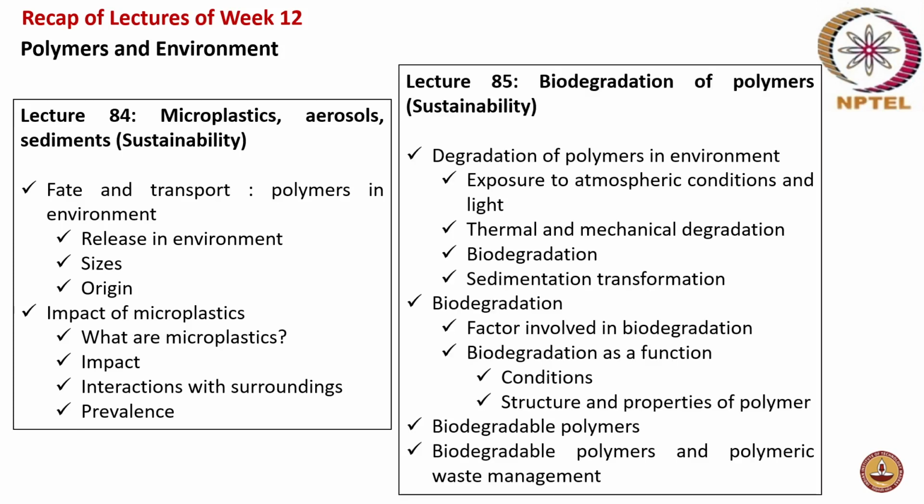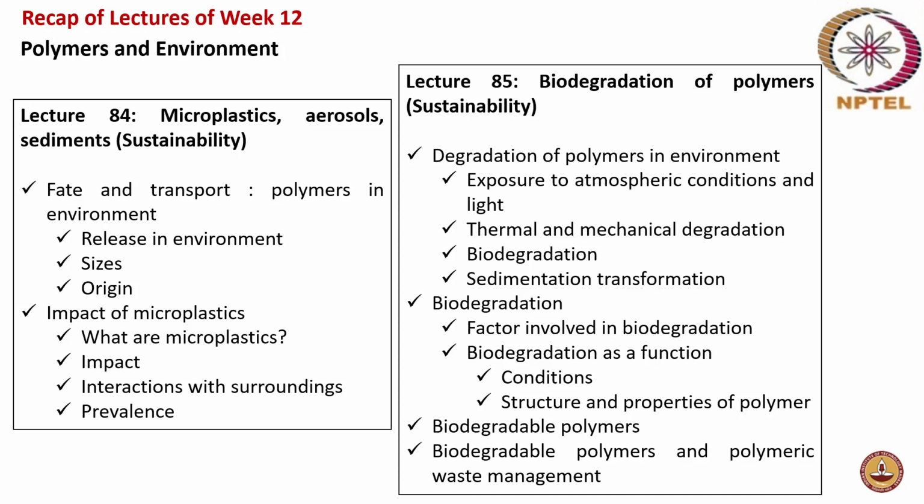And then lecture 85 was on biodegradation of polymers. So this was again on sustainability. The degradation of polymers in the environment: what are the different types of degradation a polymer will go through when exposed to atmospheric conditions or light, for example, UV exposure will lead to chain scission. And then how it undergoes thermal and mechanical degradation, and biodegradation and sedimentation and transformation. It was all discussed, and the biodegradation process was discussed in great detail, the factors involved in biodegradation.